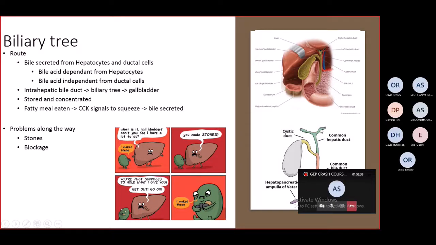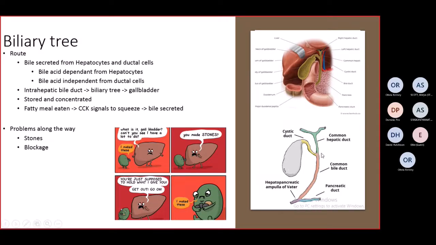Your ducts are going to take bile that is made from the liver, go down, and it's going to be stored in here. And then when you eat, it's going to be secreted down your common bile duct. So the common bile duct is the marriage of your cystic duct and your common hepatic duct. And then there, it's going to join your pancreatic duct, which is going to have some nice enzymes in it that your pancreas is going to make.